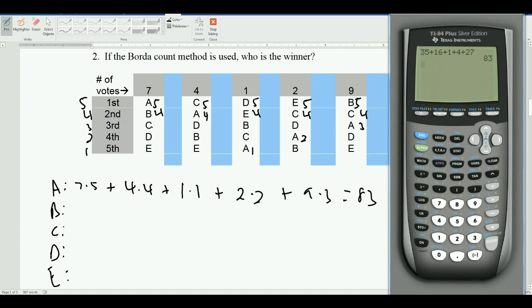You don't have to do this, but I think this might be a little bit easier. Third place is 3 points. Fourth place is 2 points. Fifth place is 1. It's not votes, I should be saying points. It's 1 point.